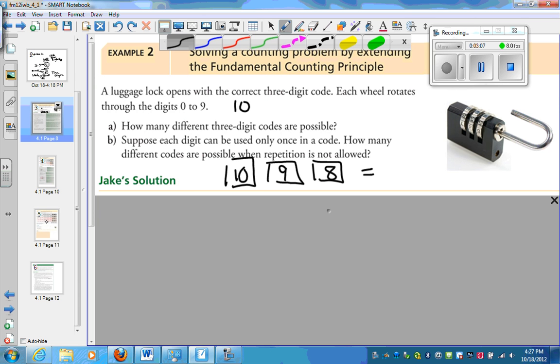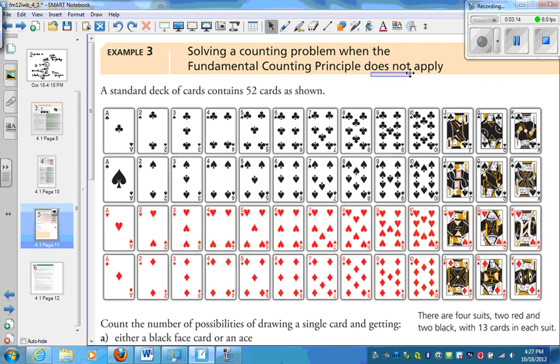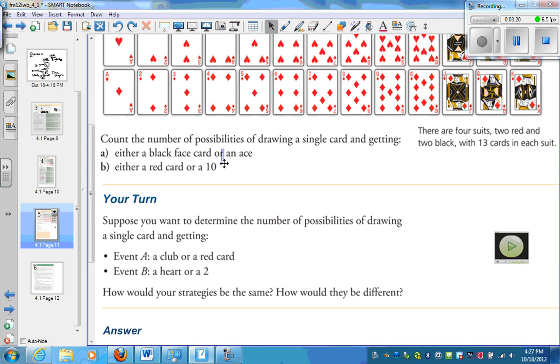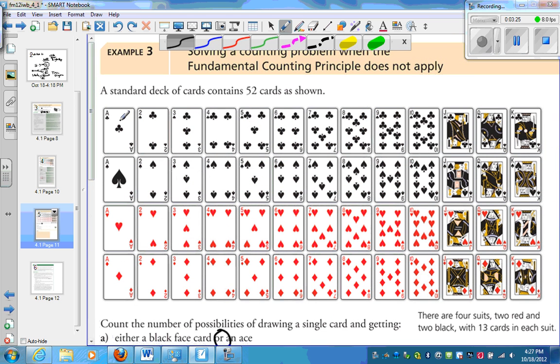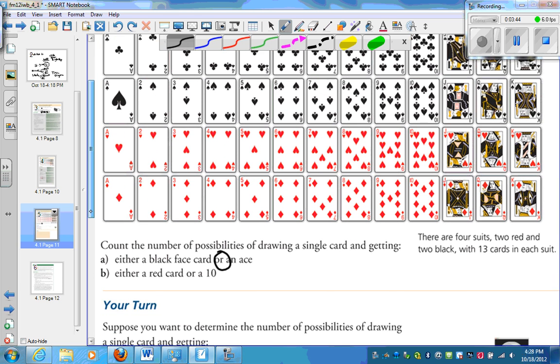And I finally want to show you this last one, solving counting problems when the fundamental counting principle does not apply. You're going to know it does not apply because you'll see another keyword, and that keyword is the word "or." You see the word "or," it doesn't apply. So this page is in your textbook. It's very valuable if you're not that familiar with a standard deck of cards. It lays them out really nice, so it's really easy to count the number of cards. 52 cards in a deck, 4 suits of 13, 26 red, 26 black. It's a good way if you're not that familiar, or just a neat visual.